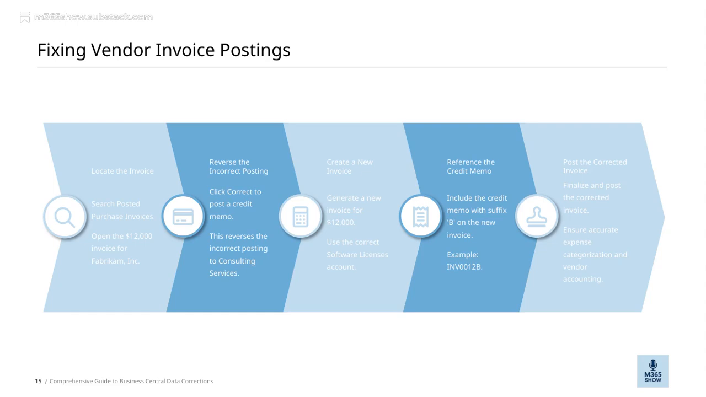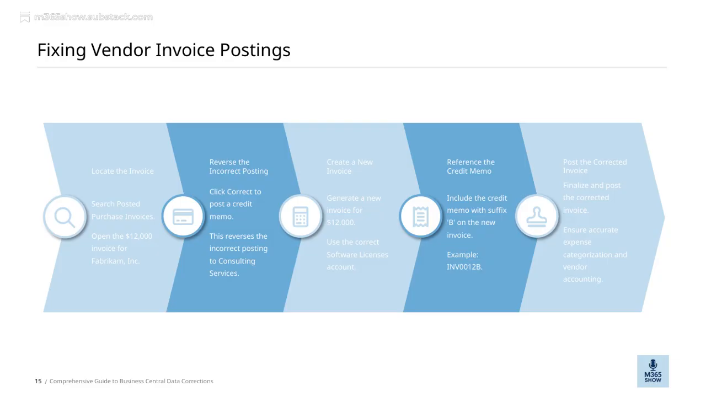Next, you'll need to locate the original invoice. Search for the posted purchase invoices and find the one for Fabricam, Inc. that totals $12,000. Opening this invoice allows you to verify the details and ensure everything has been properly corrected. By following these steps, you ensure that your vendor invoice postings are accurate, complete, and aligned with your overall data management strategy.